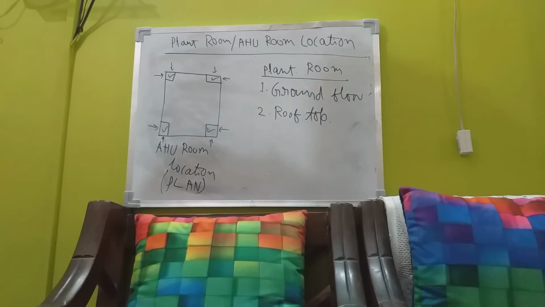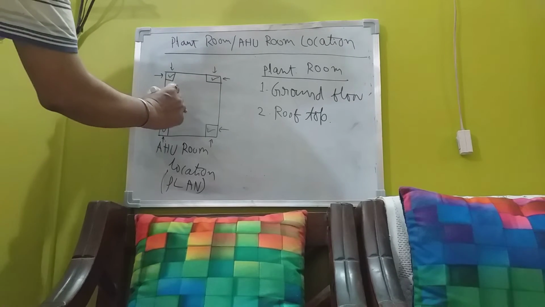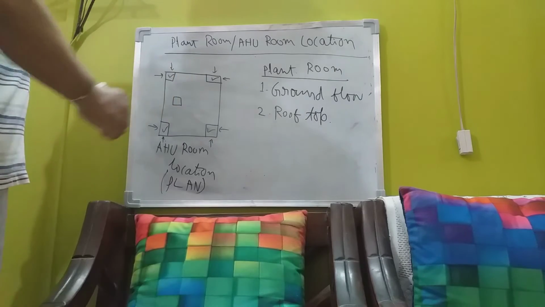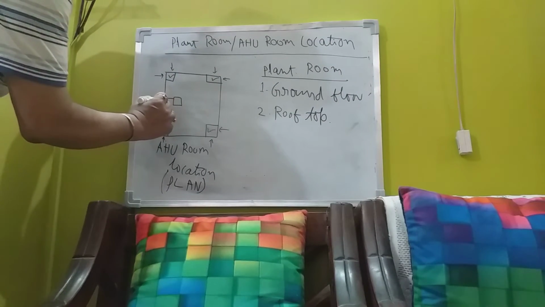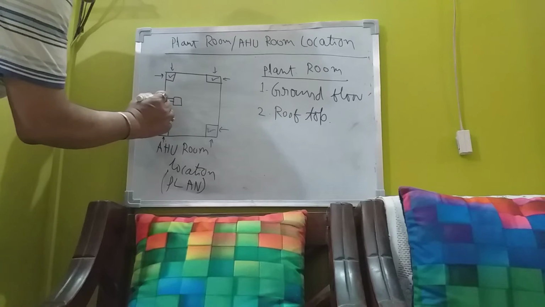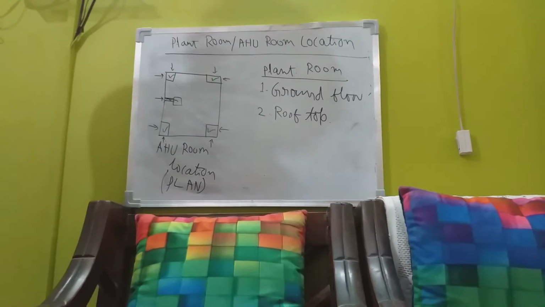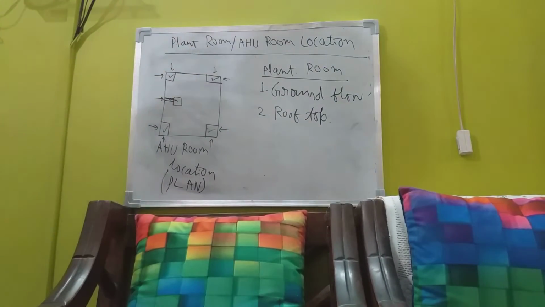But in some cases, the AHU may not get a proper place. Maybe the AHU room is being given somewhere in the middle of the building. What do you do in that case? You take a fresh air duct from this part. From here the air enters and goes to the AHU room. But this is not an ideal solution.